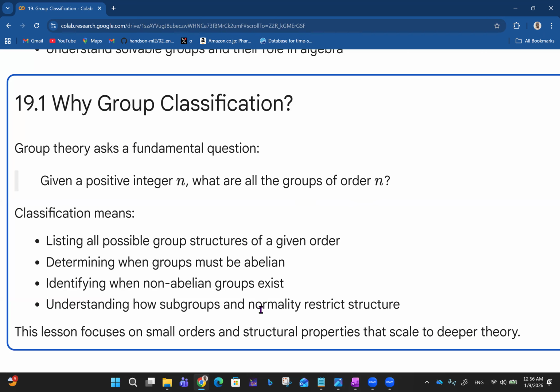We already saw the idea of subgroups and normality since we started considering finite group theory. We saw normality and conjugacy when we talked about Sylow 2, because we saw the Sylow 1 theorem. The first Sylow theorem talks about the existence of subgroups, Sylow 2 talks about conjugacy, while Sylow 3 talks about counting. In this case, this lesson focuses on small orders and structural properties that scale to deeper theory.